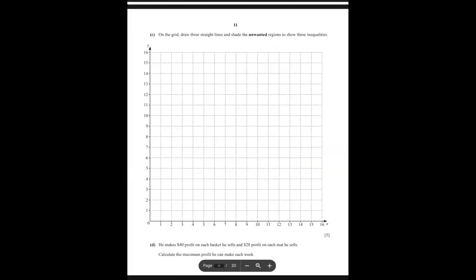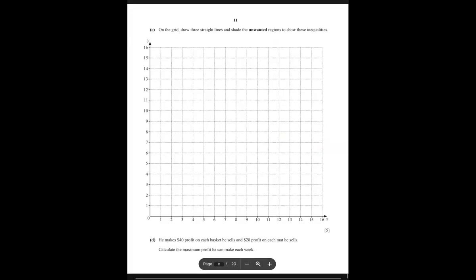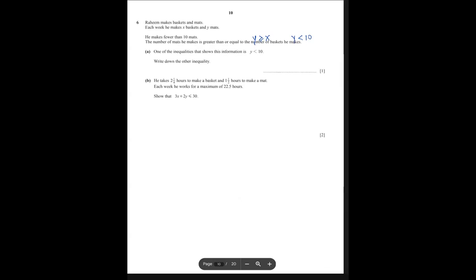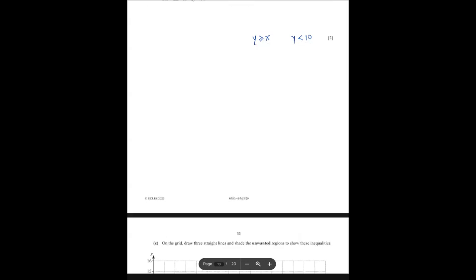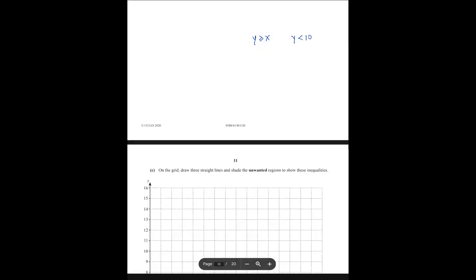Okay, draw on the grid, draw 3 straight lines and shade the unwanted regions to show these inequalities. Okay, let me just rewrite the inequalities first, yeah? So the first one is y greater than or equal to x. The other one is y less than 10, I think. Wait, let me go and check. Yeah, fewer mats, so y less than 10. Then the third one is 3x plus 2y less than or equal to 30.